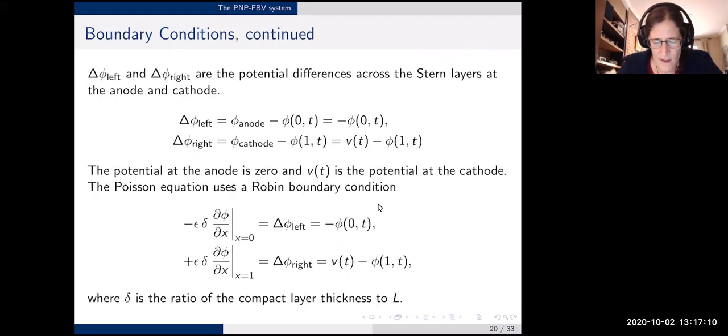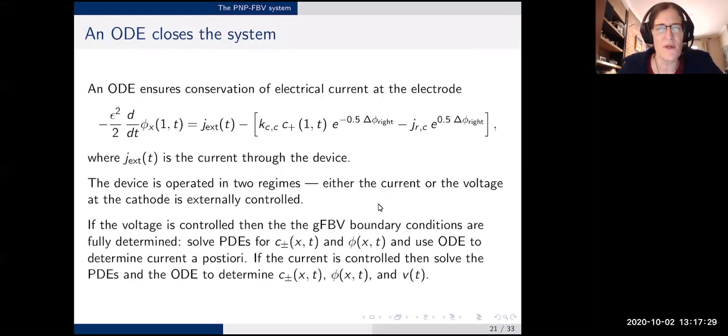And this is a battery model, and so you can either apply a voltage across the battery, or you can apply a current across the battery. So to make things more complicated, sometimes you also need to compute an ODE, in addition to the two parabolic PDEs and the elliptic PDE and the nonlinear boundary conditions.